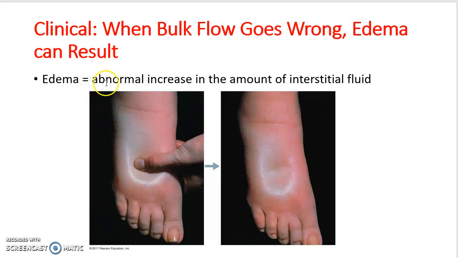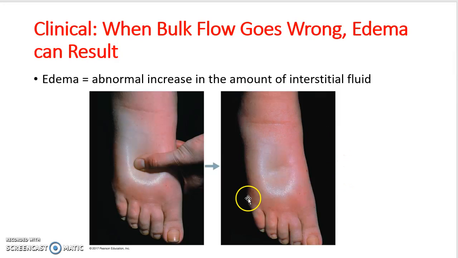Edema is a swelling of the tissues, and it's due to an abnormal increase in the amount of interstitial fluid. This is a picture of pitted edema where you can see this person's foot is clearly swollen, but if you were to apply pressure with the thumb, you see there's a pit here. In this situation, the fluid is moving out into the interstitial space, but for some reason is not coming back in and not returning to the bloodstream. So the fluid is accumulating in the tissue. This is when it goes wrong.